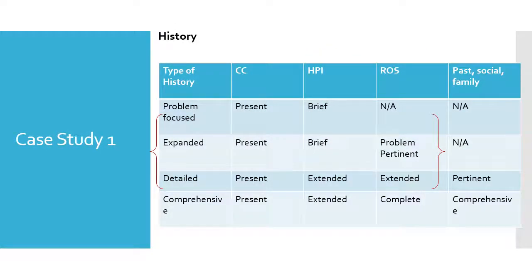If a complaint is present, we assessed onset, alleviating factors, and associated symptoms, making this a brief HPI. Our ROS focused on HEENT, respiratory, and GI systems, so that would be considered a detailed ROS. But we did not review any of the past medical history except for allergies and current medications.